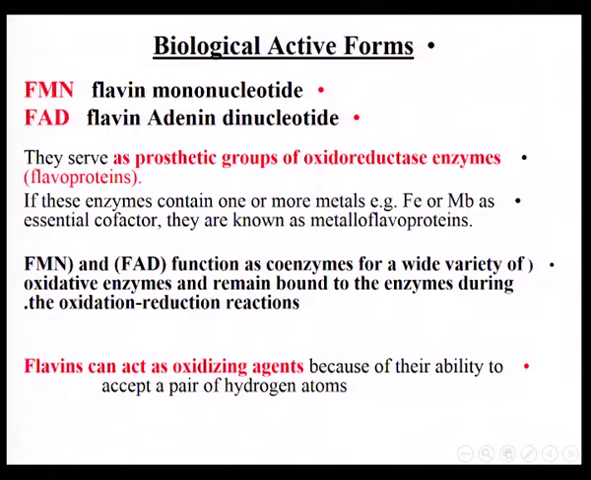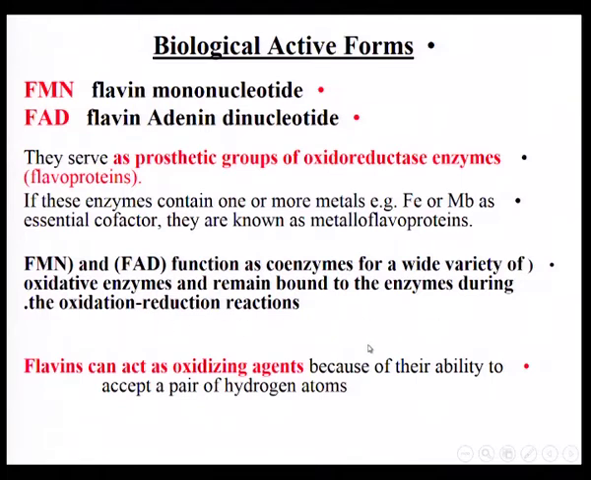How are we going to really look at them? So we look at them as a kind of metalloflavoproteins. You do have iron, you do have molybdenum as additional metals that would make the enzyme more functional. So you have this name, what we call metalloflavoproteins. Now you look at FMN and FAD, they are required for a wide variety of oxidative enzymes, and they remain bound to the enzymes during the oxidation reduction reactions.